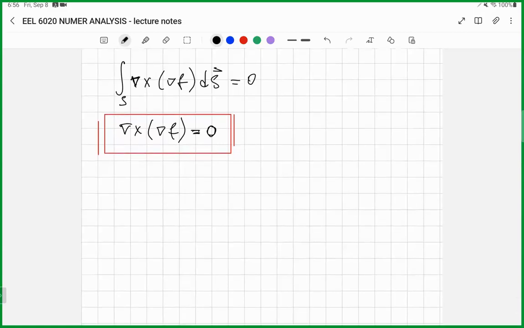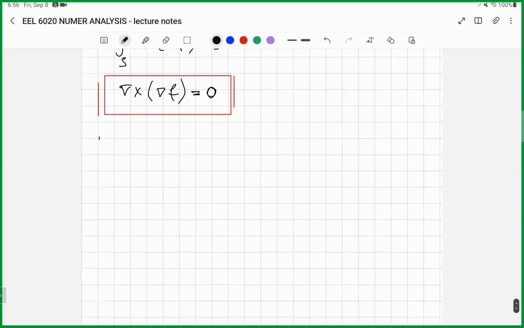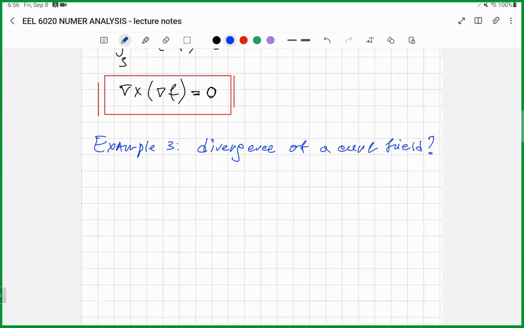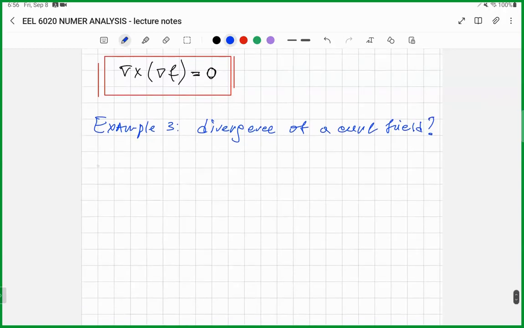And let's consider another relevant example. Sorry, let's use blue. Example 3. Divergence of a curl field. So what is the divergence of the curl field? Again, by definition, divergence is given by nabla dot, and then curl is given by nabla cross of vector field A.